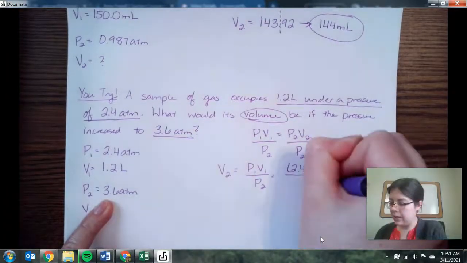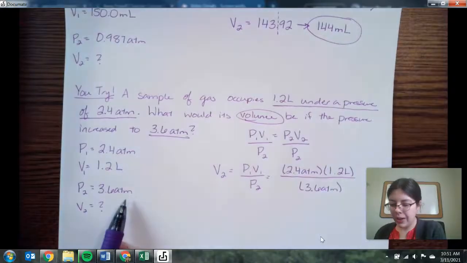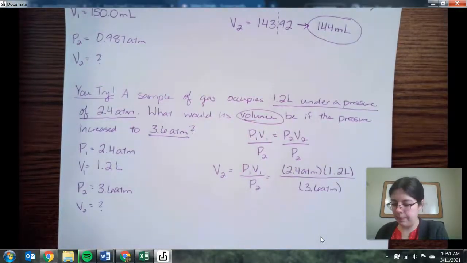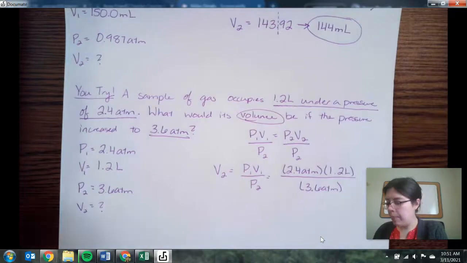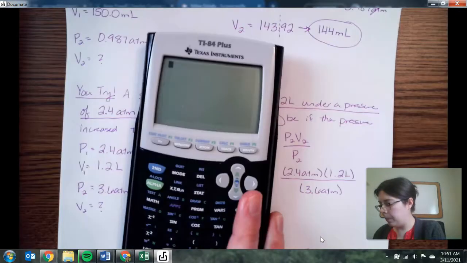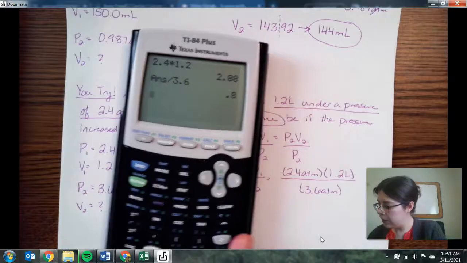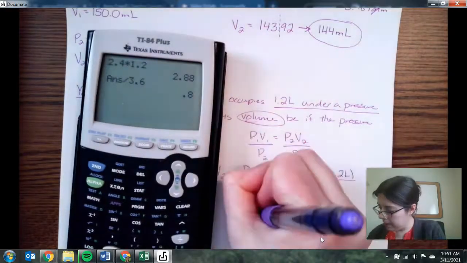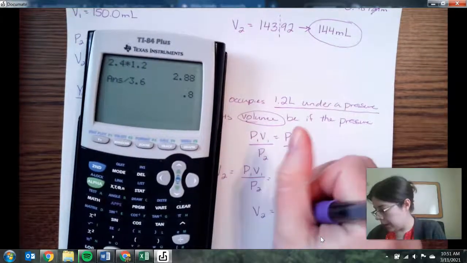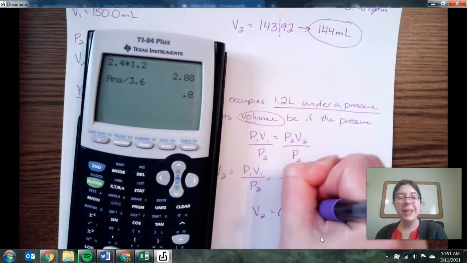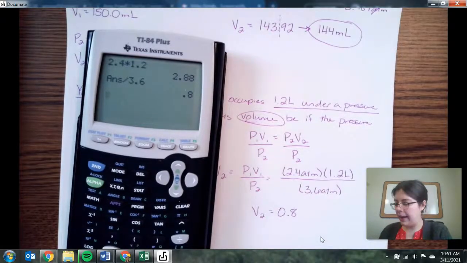Okay, so if we think about this, my pressure is increasing again, so I would expect my volume to decrease slightly. So if we go ahead and plug this into our calculator, we get 2.4 times 1.2, and then divide by 3.6. So my final volume, 0.8, but we still need to think about sig figs.